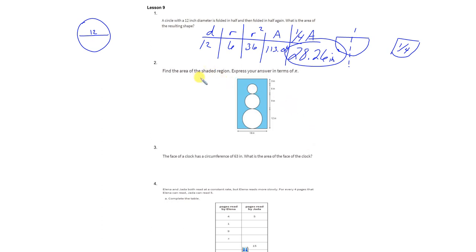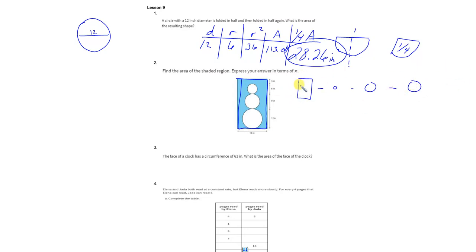Guys, number 2 here, finding the area of the blue section. So it looks like somebody cut a snowman out of this blue construction paper, and we want to know how much we have left of the paper in area. So my strategy for problems like this is to take the big rectangle that kind of encompasses the whole shape, and then subtract the head, minus the midsection, minus the body. That's kind of how I want to set this up.